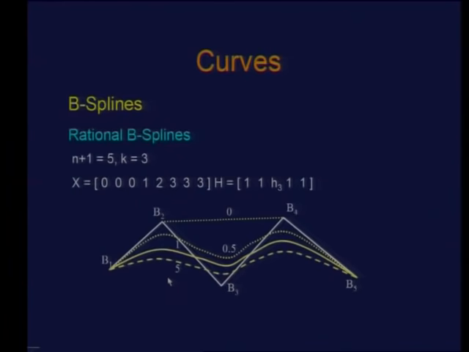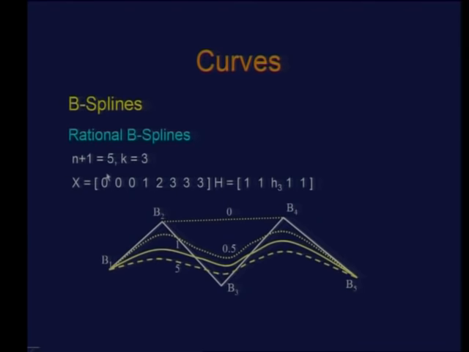Now, just to give you an example, particularly to demonstrate the use of this h as some sort of weighting coefficients or parameters. What I have is the number of control points is 5, so n plus 1 is equal to 5. The order of the curve which I am trying to construct is 3. So, I have these control points B 1, B 2, B 3, B 4, B 5, and the order is 3.